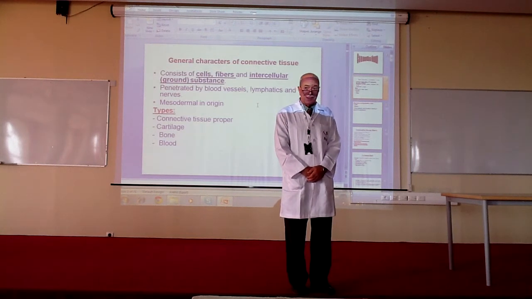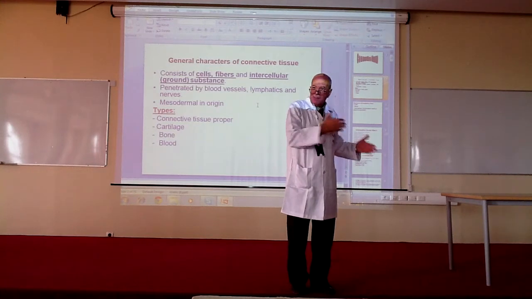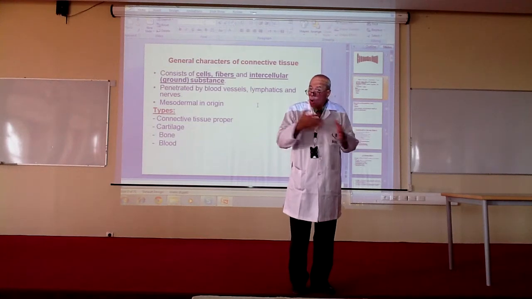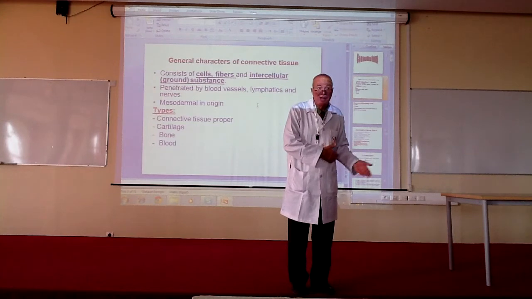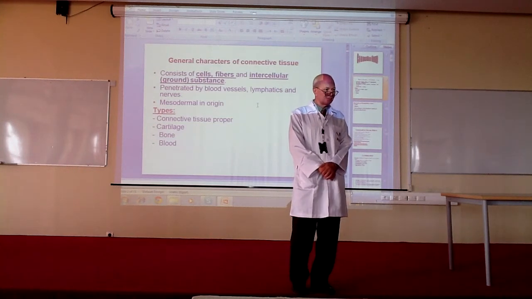Okay? So the blood vessel is different from the surrounding. The blood vessel is different from the surrounding. Who connects the blood vessels to the surrounding? Connective tissue.